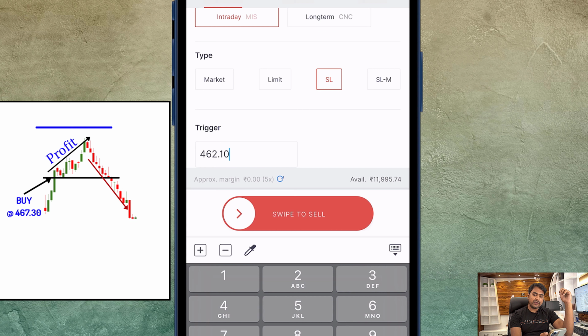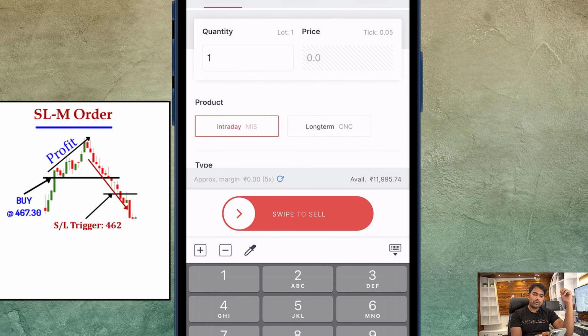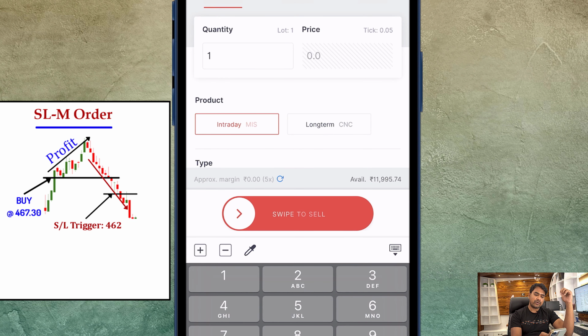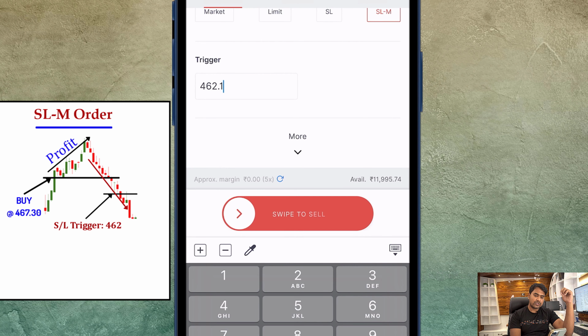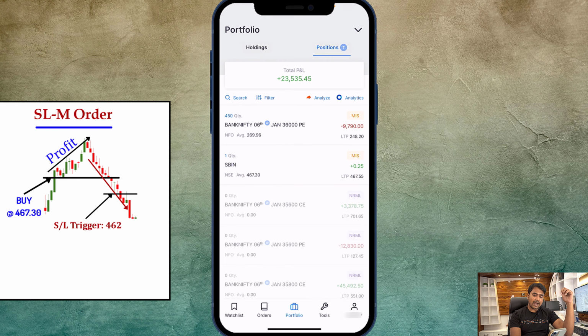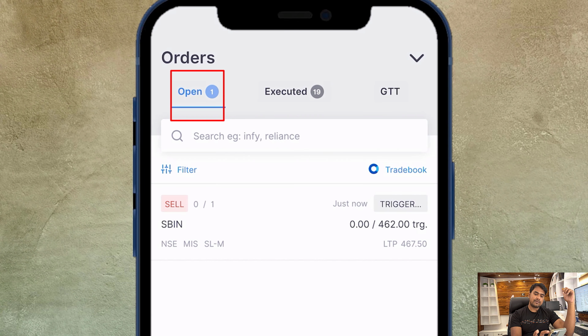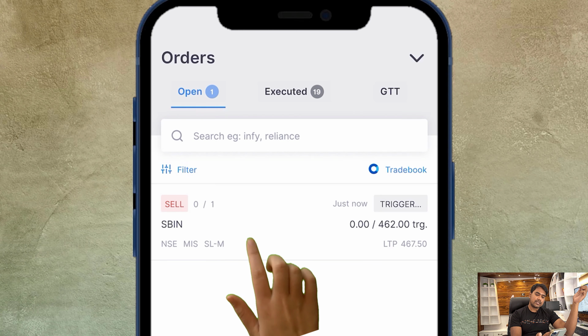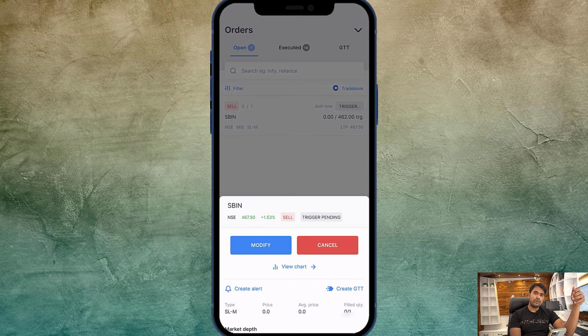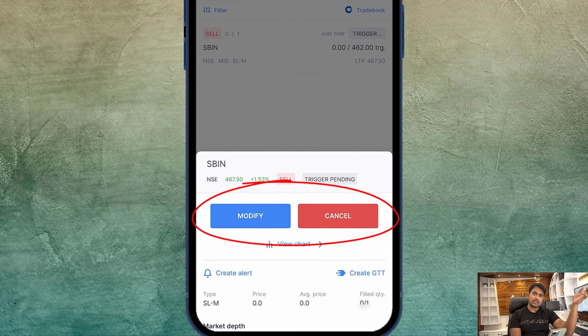So like this. But if you place SLM, then you don't have to mention the price over here, just mention the trigger price 462 and swipe to sell. And you can check your stop loss order over here, open, it's an open order, sell SBIN, trigger price 462, right? If you want to modify this order, just tap modify or cancel. If you want to cancel this order, just click on the cancel button.